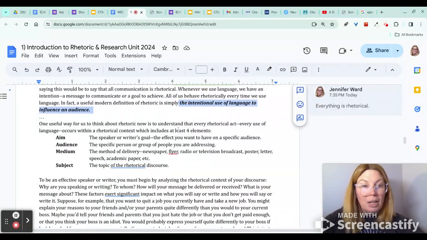So notice it's bold and italicized. Again, she's showing us visually on the page that this is something we might want to remember as a definition to come back to.